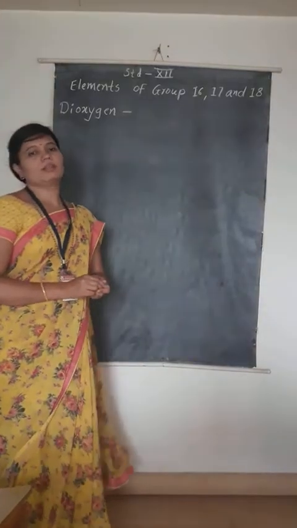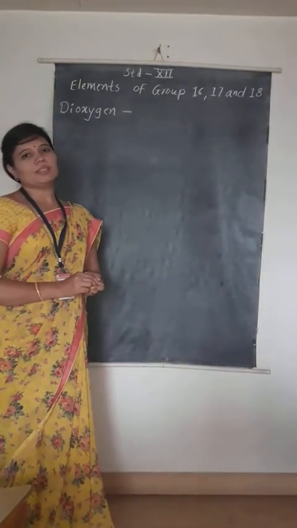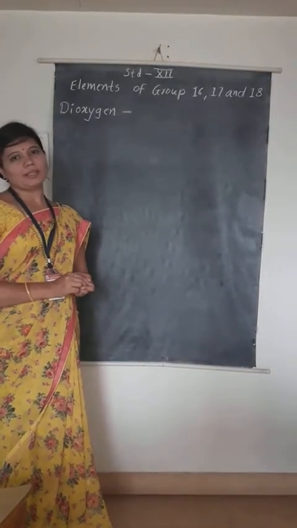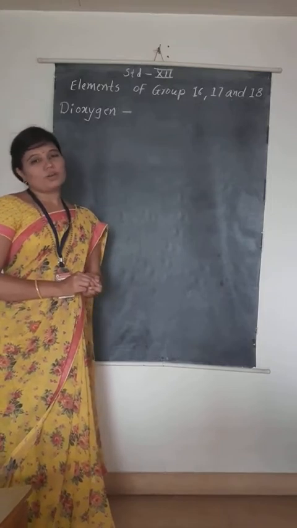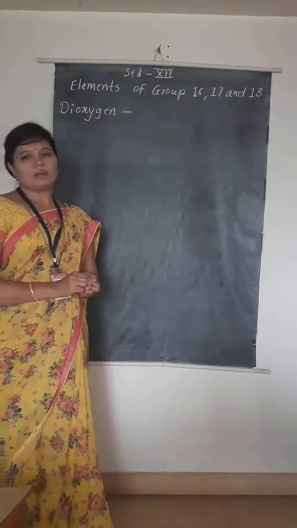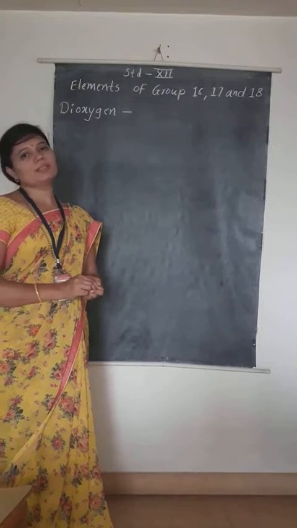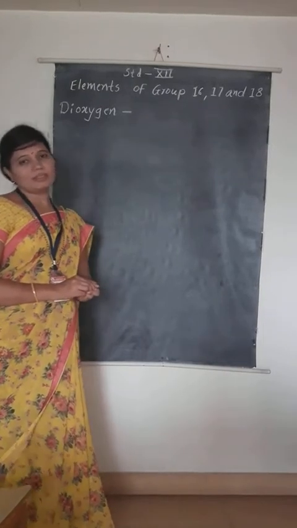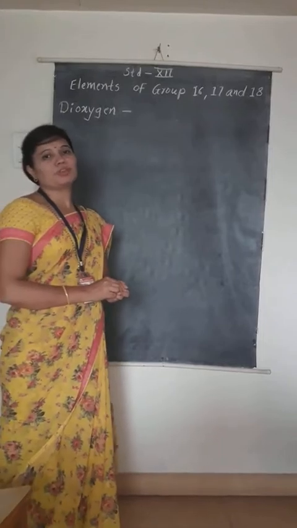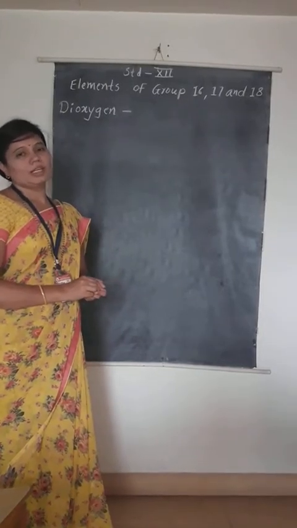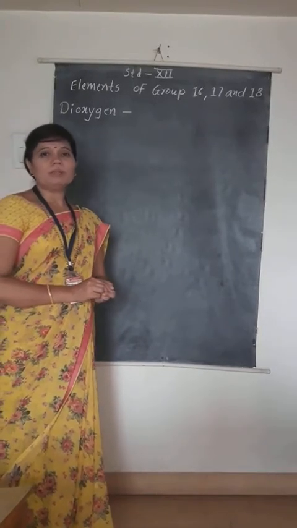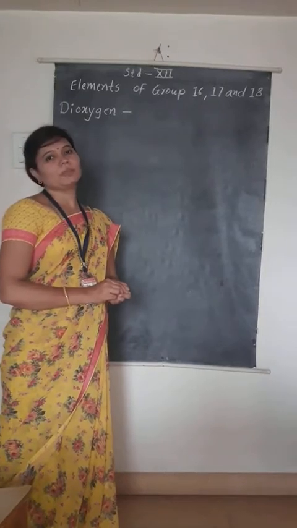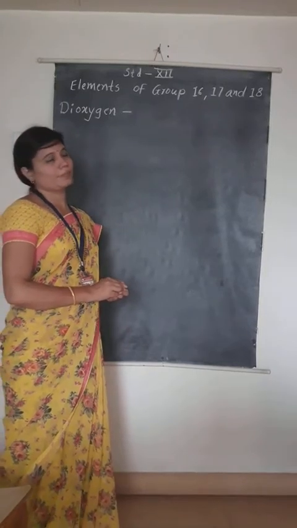Hello students, today we are going to discuss dioxygen. Oxygen is the first element of group 16. We will first discuss the methods that are used for the preparation of dioxygen. First we will see the laboratory methods that are used for the preparation of dioxygen.